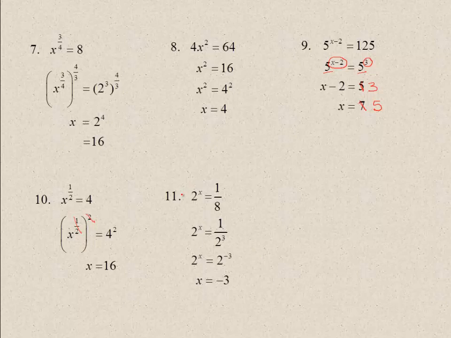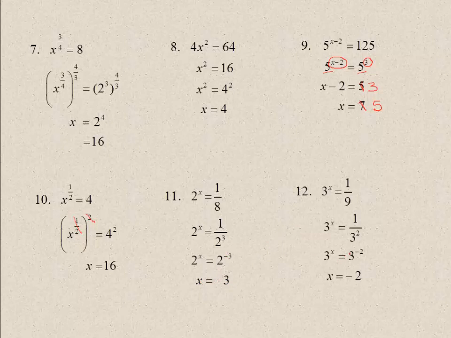Another beaut. 2 to the x is equal to 1 over 8. Now don't let this confuse you because you have a fraction on the right hand side. This is the same as 2 to the x, which is equal to 1 over 2 cubed. Agreed? Because 8 is 2 cubed. Remember the rule that we had about getting rid of negative exponents? Yes, if it's at the bottom, take it to the top and change the sign. The positive exponent is at the bottom. I take it to the top and I change the sign, which means x is equal to minus 3.